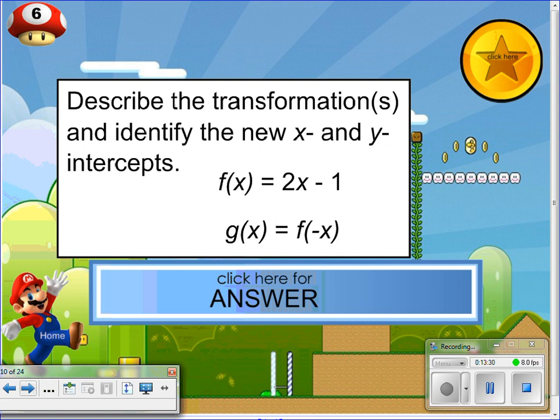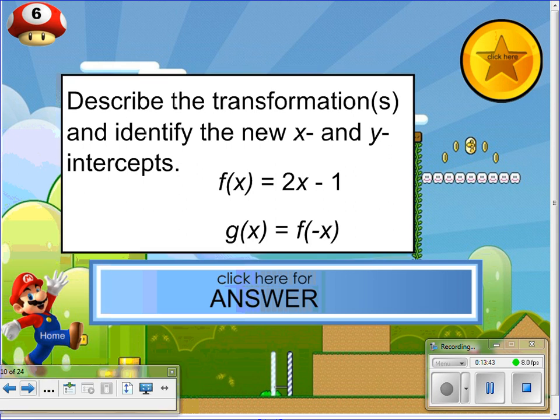We know that this is a reflection because it's a negative. We've added in a negative somewhere. And we know that it has the reflection across the y because it's on the inside. So we have a reflection across the y-axis. So kind of remember that. So we reflected. So we have reflection across y-axis.